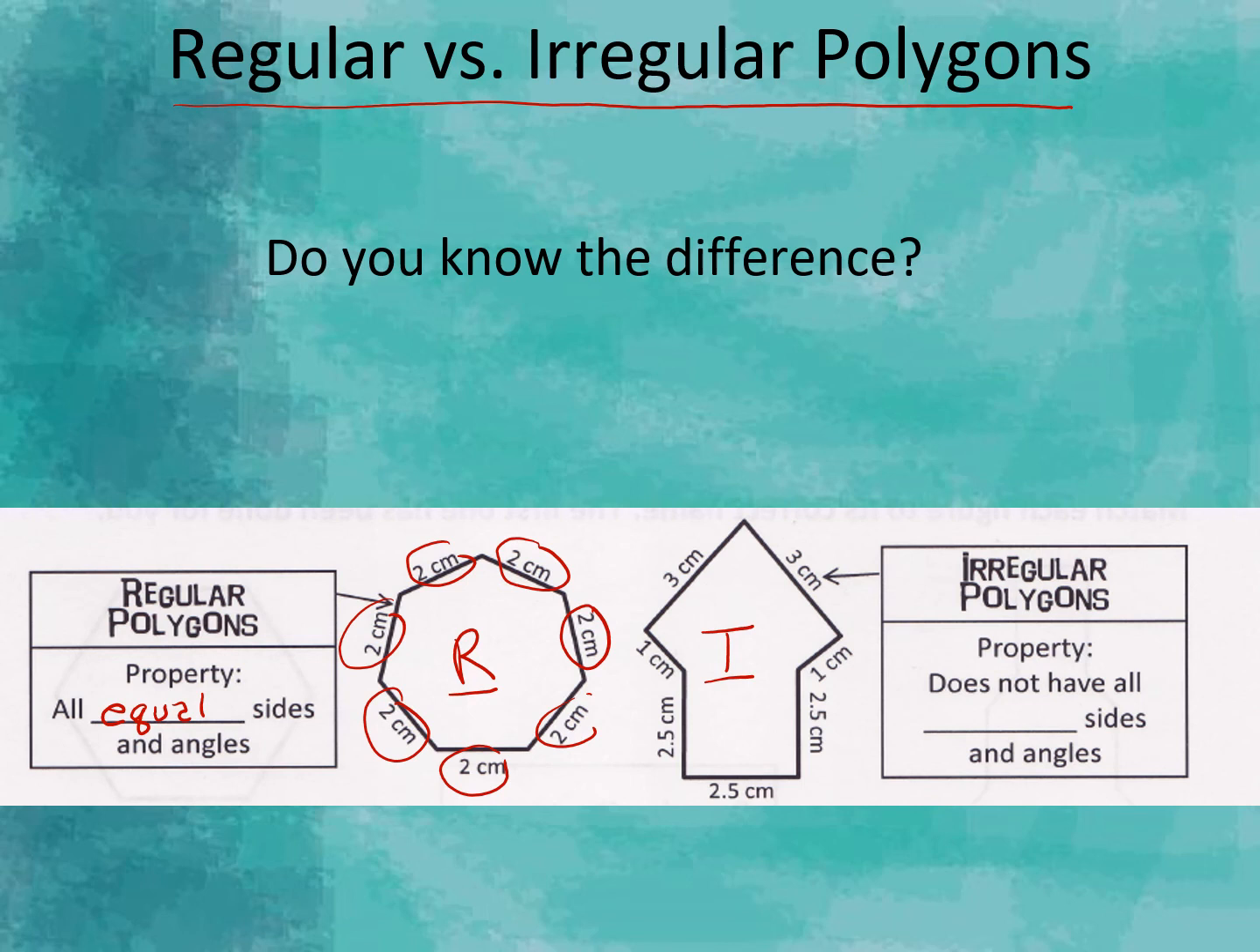So then the opposite of regular would be irregular, does not have all equal or congruent sides and angles. That makes it an irregular polygon. Okay? Makes kind of sense. So that's all we have for polygons in a nutshell.